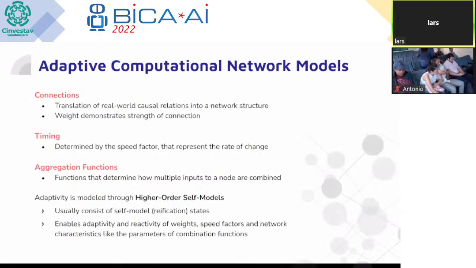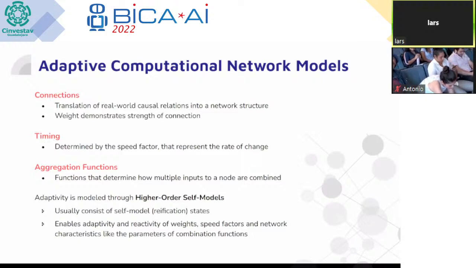For this, we will use the adaptive computational network model approach proposed by Jan Treur. In this, we have a network model, which is mostly defined through its connections that translate real-world causal relations into a network structure, whose weights demonstrate the importance or strength of the connection, a timing, which is done by a speed factor that represents the rate of change of certain values, and aggregation functions that determine how multiple inputs to a node are combined.